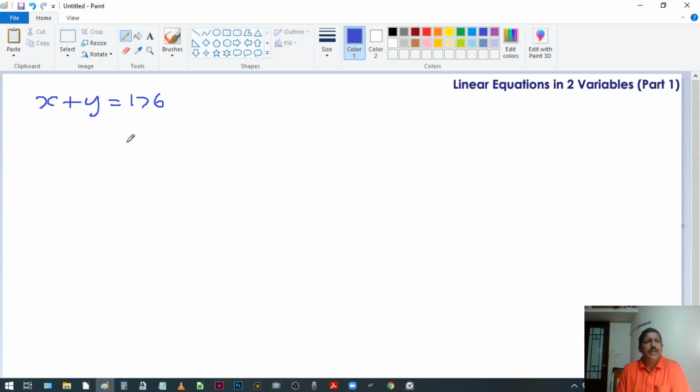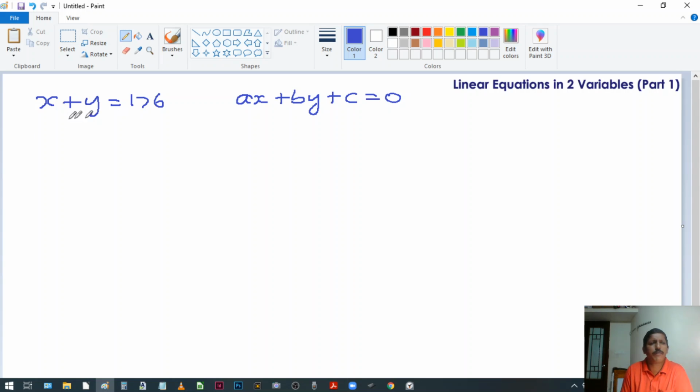Now this is a linear equation in two variables because it has two variables, and it is also an equation because we see an equality symbol here. Now the standard form of writing a linear equation is ax plus by plus c is equal to 0.